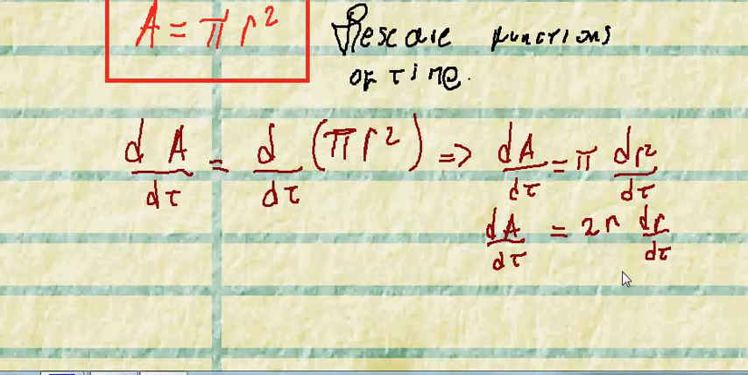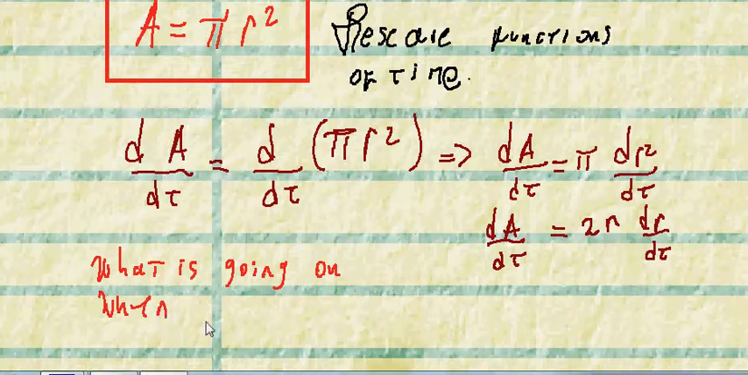Fantastic. So they want to know what's happening when the radius is 4 feet. Let me write this down. So what is going on when the radius r is 4 feet? That's what they want to know. Okay, this is the question.